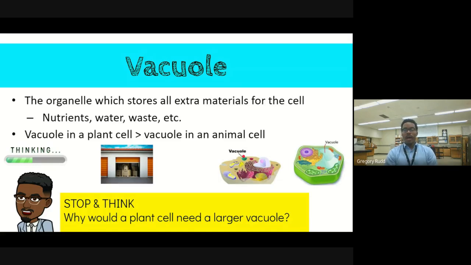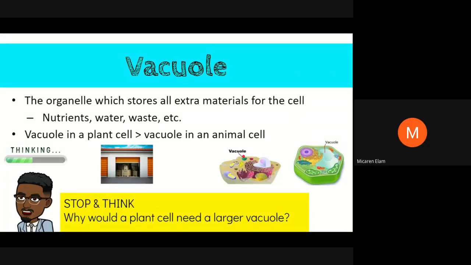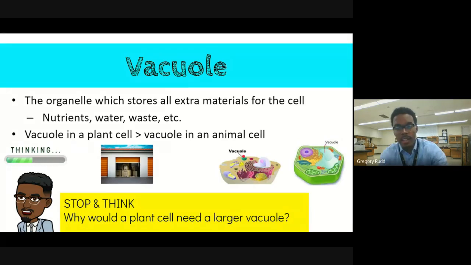Any thoughts on that? Why do plant cells need a larger vacuole? So they can hold more water. Exactly. Thank you, Makaran. So plants need to be able to store a large amount of water. That way, if they don't get water for a couple days, they are still good. They won't die.